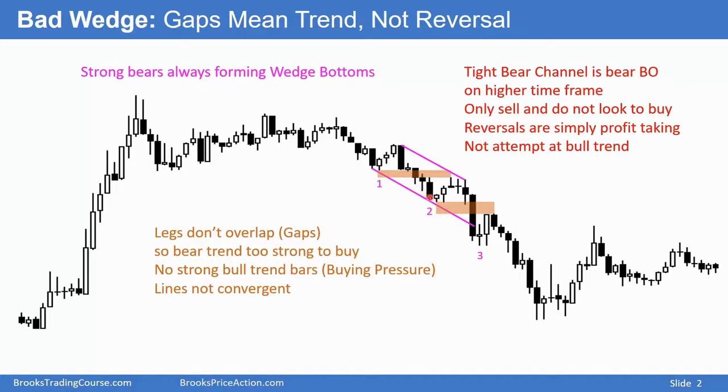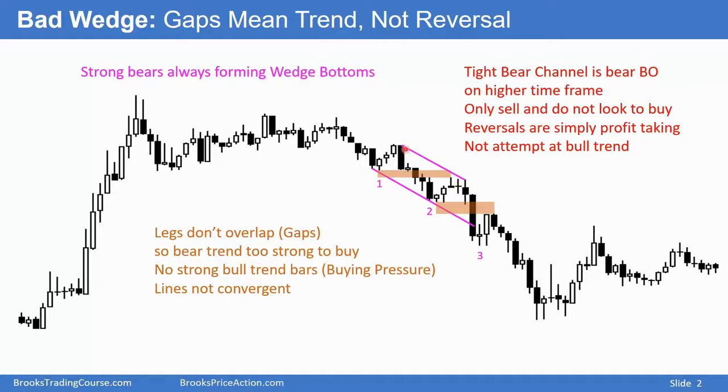And look at this, we have a leg down and we have a reversal attempt, but the high did not go above the low of the breakout point. There's a gap. We have another bear breakout, another reversal attempt, good looking bull bar, but it did not close the gap. This bear trend is forming gaps. When the legs do not overlap, when you're forming gaps like that, the bear trend is too strong to buy.